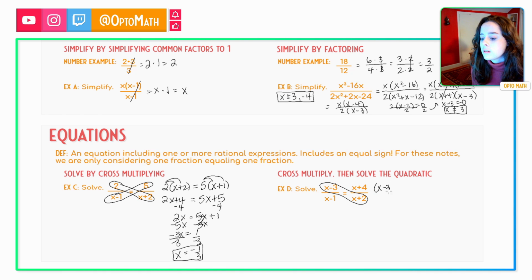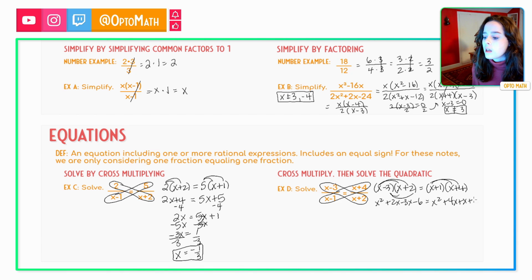x minus 3. Now, they're both binomials, so we want to put both of them in parentheses. That equals x plus 1 times x plus 4. Now, when we have two binomials that are being multiplied together, we distribute, but we make sure we're multiplying each piece by each piece. So x times x is x squared. x times 2 is 2x. Negative 3 times x is negative 3x. Negative 3 times 2 is negative 6, and that equals x squared plus 4x plus x plus 4.